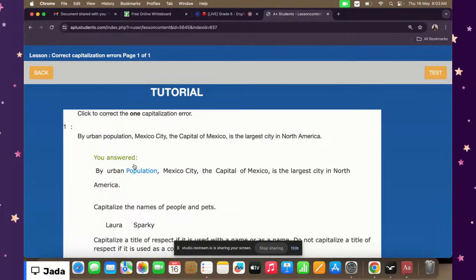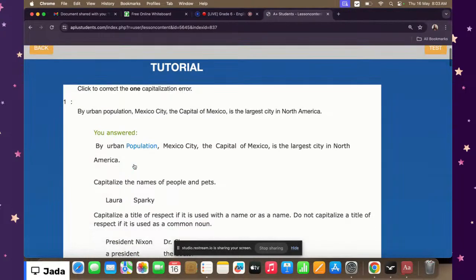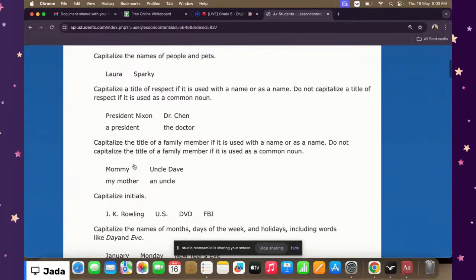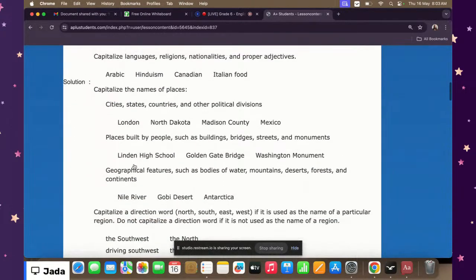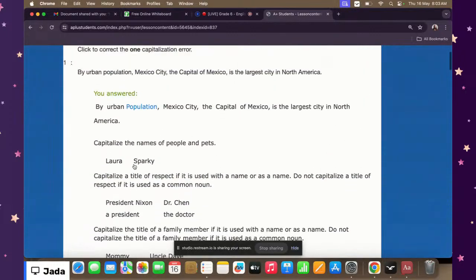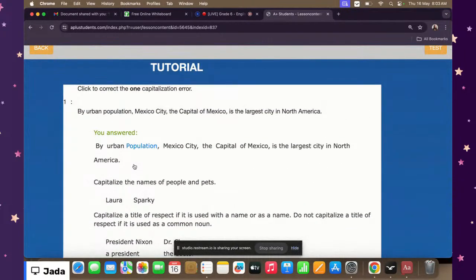Okay, so we'll have some capitalization errors now. These are all the rules. All right, so let's start with the first one, which is capitalize the names of people and pets. Okay, so it is very important that you capitalize the name of a person.